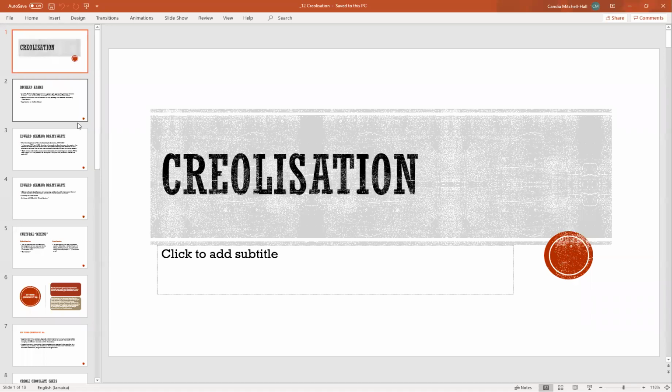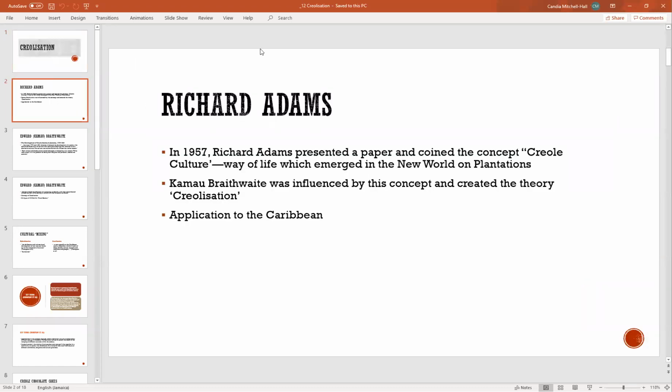And today we are going to look at creolization, which is another view on the Caribbean. All right, so creolization.